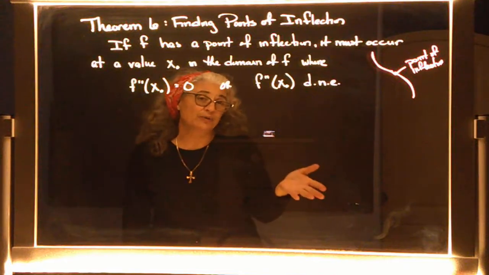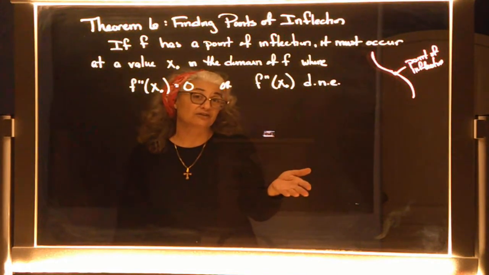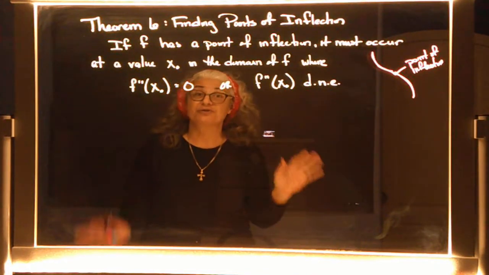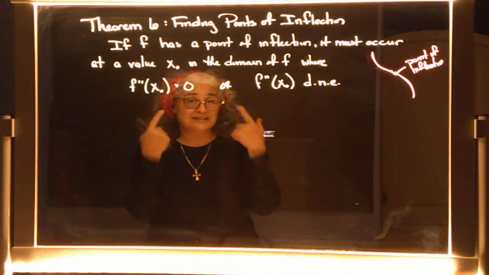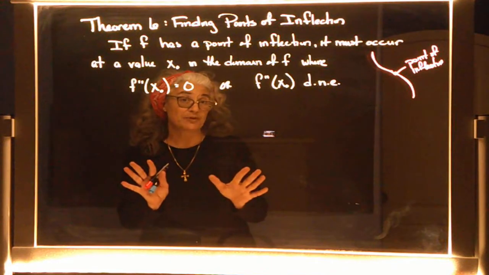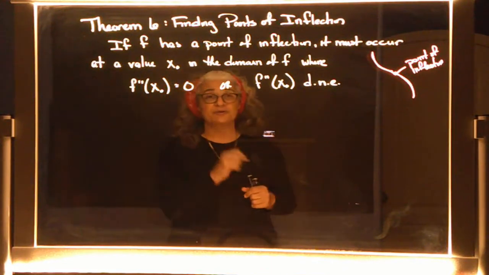You can't see it with the naked eye because it's extremely subtle. Because it's like, okay, it's a nice smooth curve, and that's true. But there is a point where it actually does change, though we can't see it with our naked eye. With me? All right, so this theorem helps us to find it.